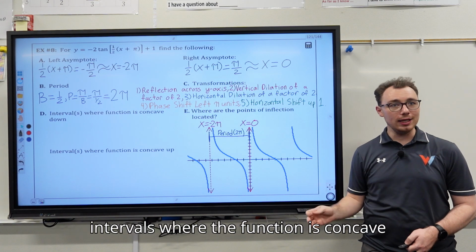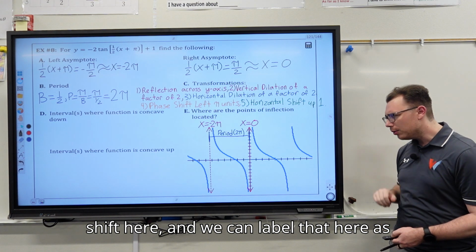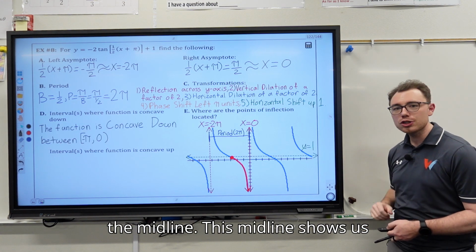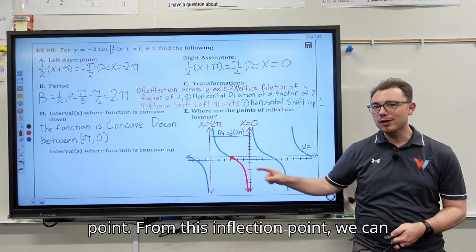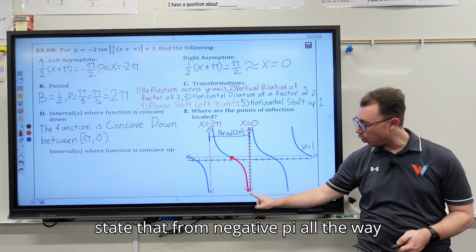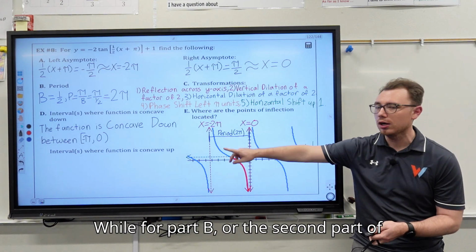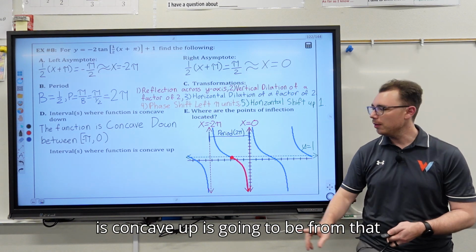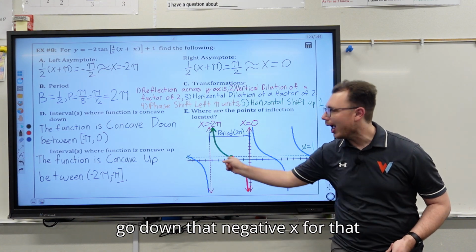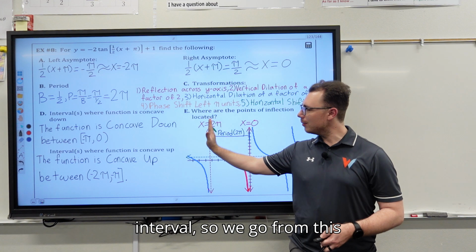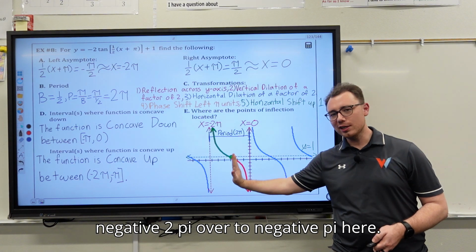We want to state the intervals where the function is concave up or concave down. We take this vertical shift here and we can label that here as the midline. This midline shows us where our function has that inflection point. From this inflection point, we can state that from negative pi all the way down to 0, our graph is concave down. While for the second part of part D, the interval where the function is concave up is going to be from that inflection point onwards in the positive direction. Now we don't want to go down that negative x for that interval, so we go from this vertical asymptote of negative 2 pi over to negative pi here.